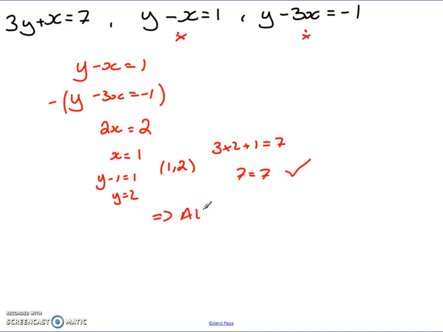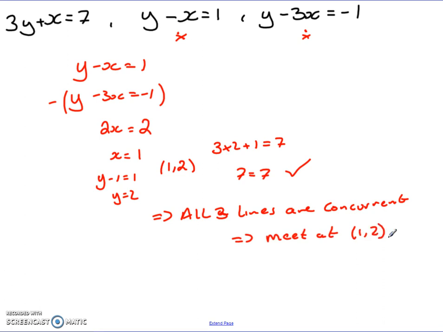What I then know is that all 3 lines are definitely concurrent. They all meet at that same point. So I can then write that they meet at the point (1, 2). If I was to sketch them, I'd have 3 lines like that. This point here in the centre would be (1, 2), where all 3 of them intersect. So that's me proving that these 3 lines are concurrent, and that's how I do it.